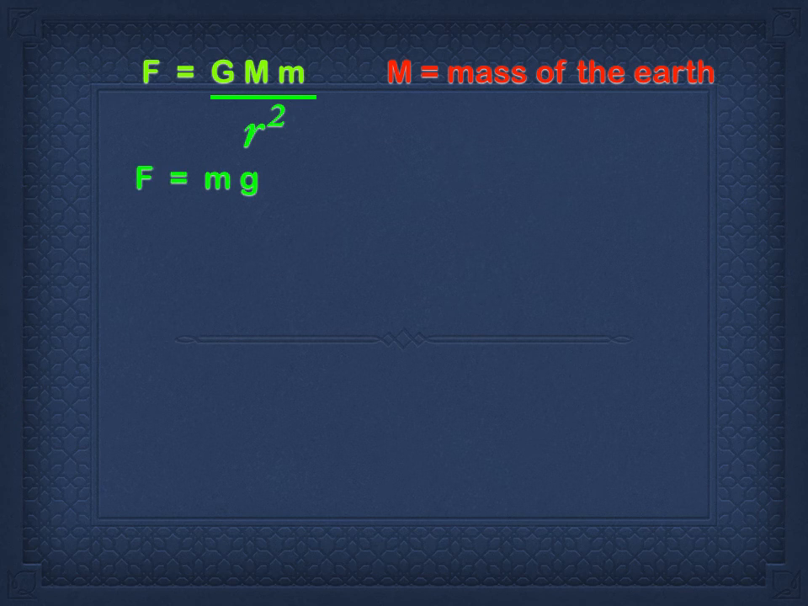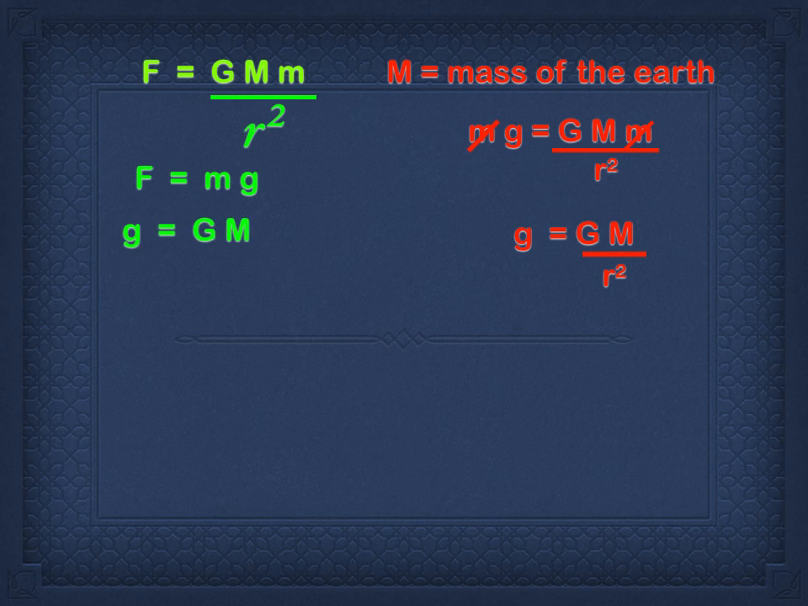Now, as we know, force is equal to mass into acceleration. Here, acceleration is denoted by g because it is acceleration due to gravity. If we substitute F by mg, the equation becomes mg is equal to G M m upon r square. Now, m gets cancelled on both sides. So, what do we get? g equals G M upon r square.